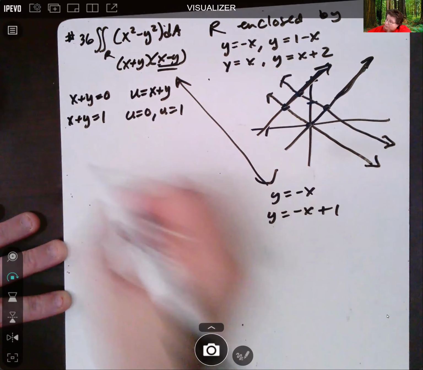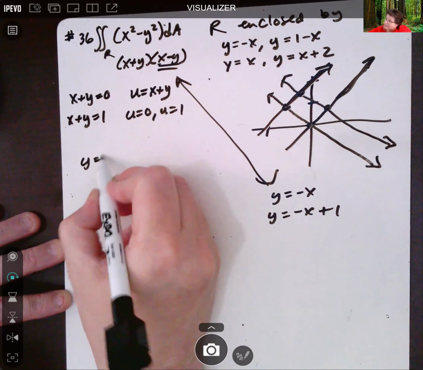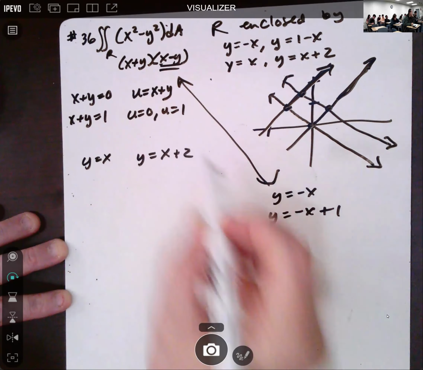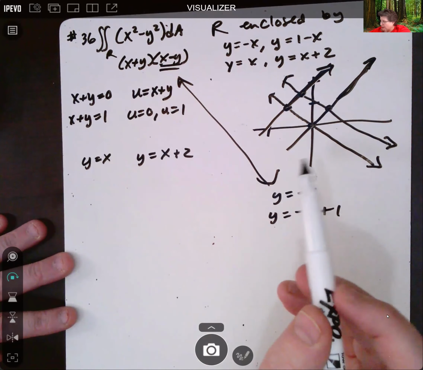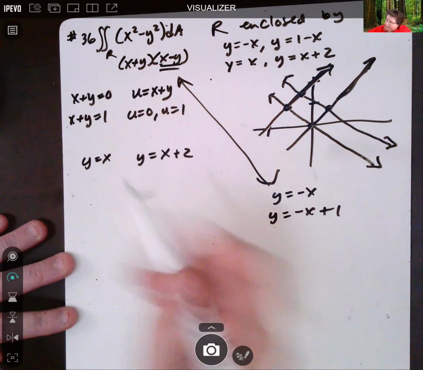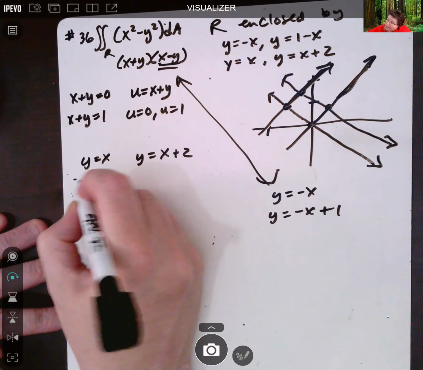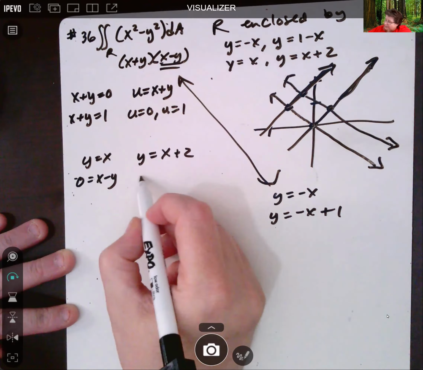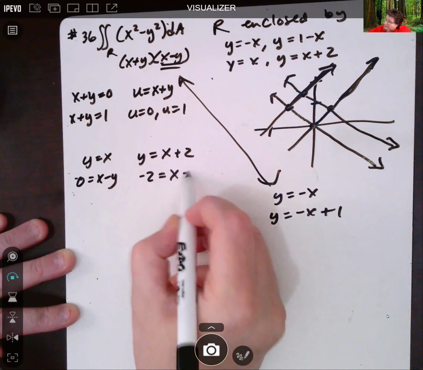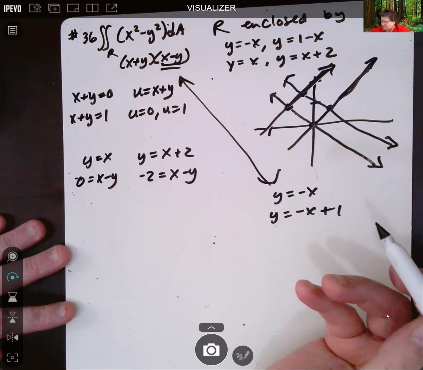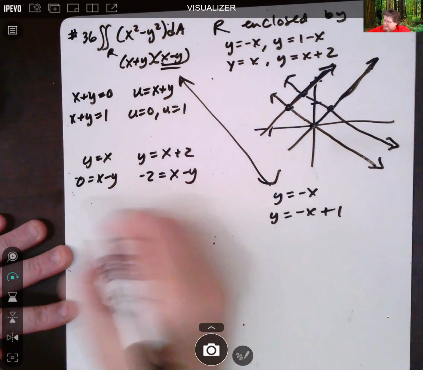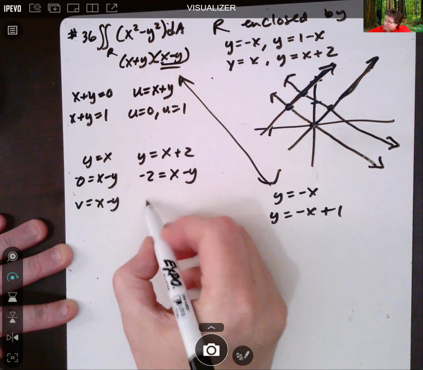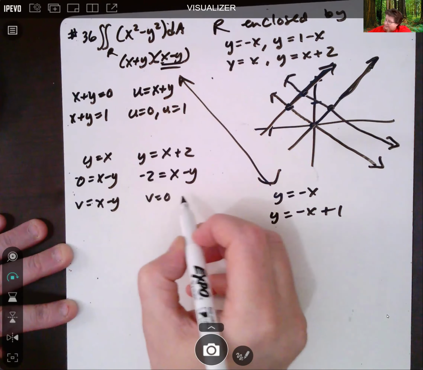So I've got y equals x and y equals x plus 2. I can. I want to move the x to the left, but that's not going to get me where I want to go. Let's move the y's to the right. I've got 0 equals x minus y. I'll subtract 2 to the left and the y over to the right. And now I've got these. I could say v equals x minus y. And so v goes from 0 to negative 2.